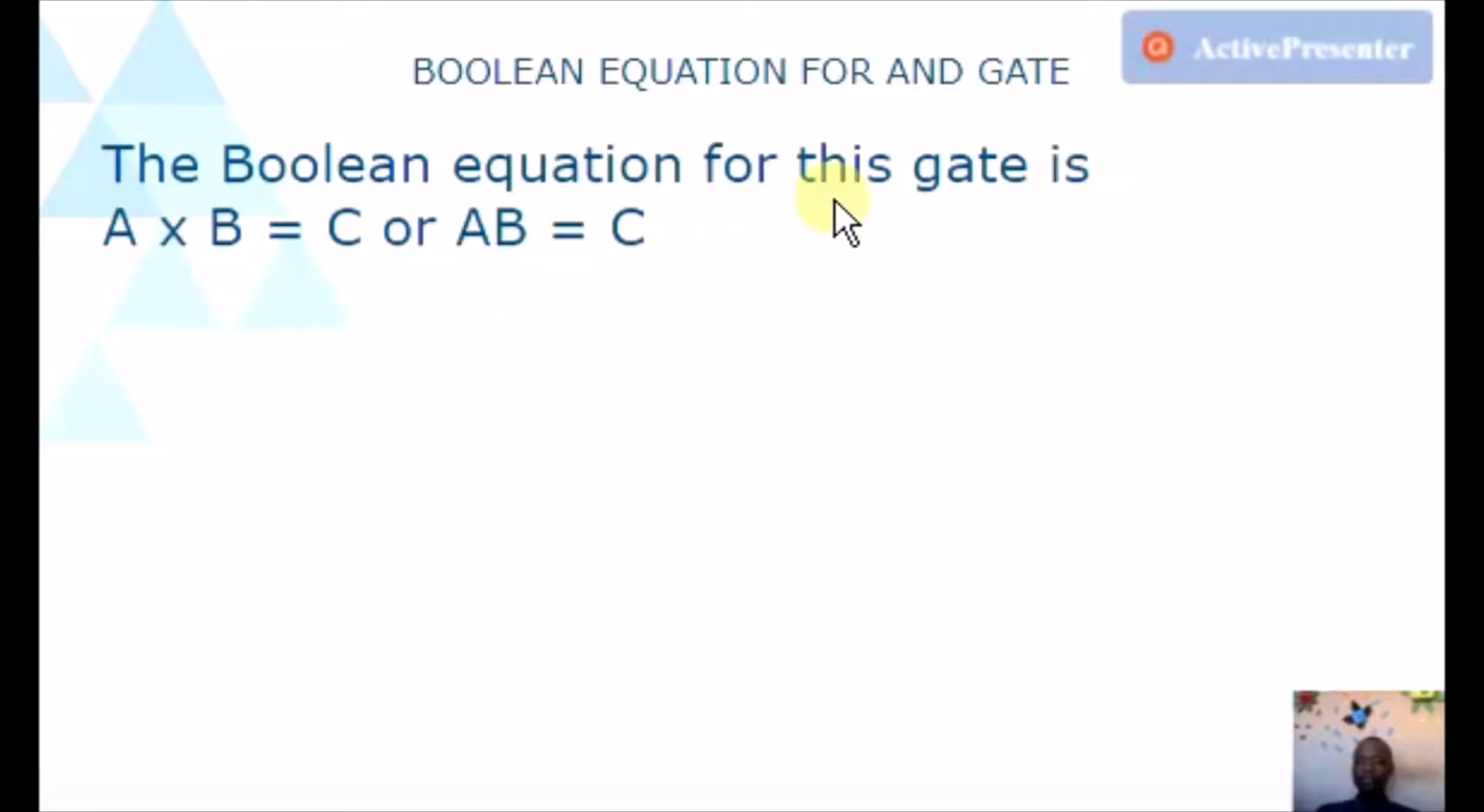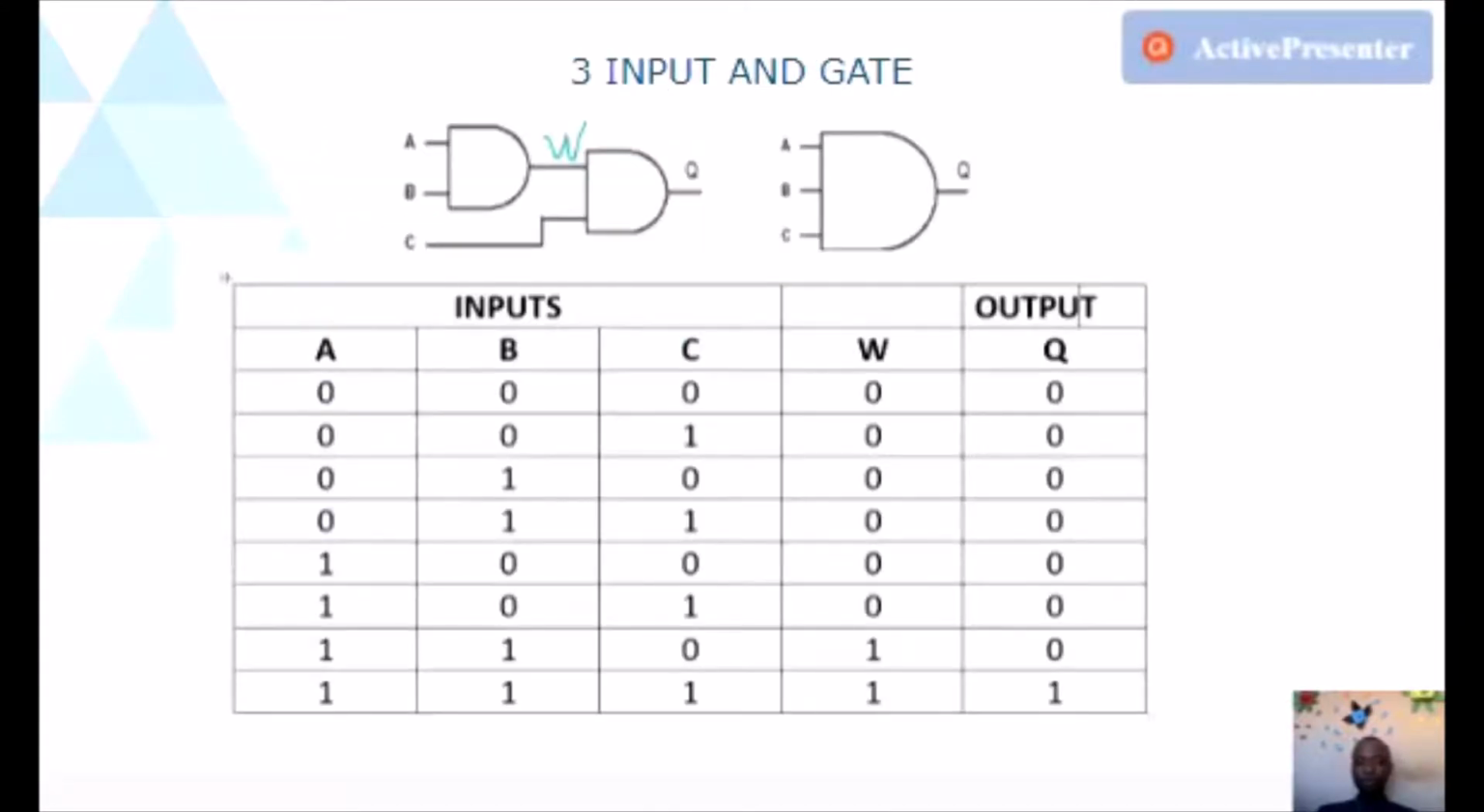The Boolean equation for this gate is A times B is equal to C, or AB is equal to C. This is in the case of an AND gate which has 2 inputs. What if an AND gate has 3 inputs? It would be A times B times C is equal to D, or ABC is equal to D. Simple. Good. Let's look at this, an AND gate with 3 inputs.